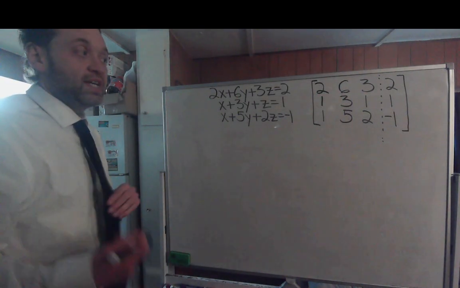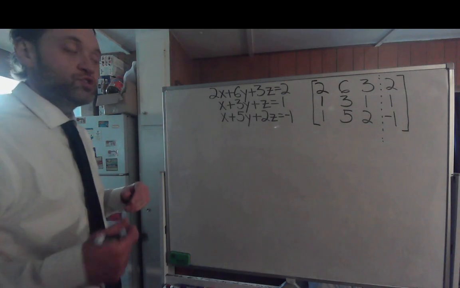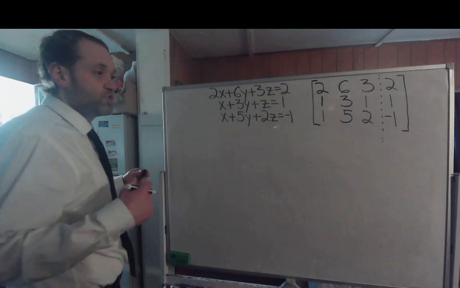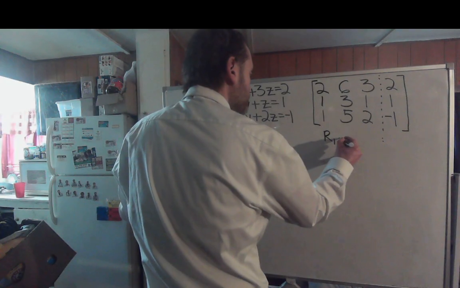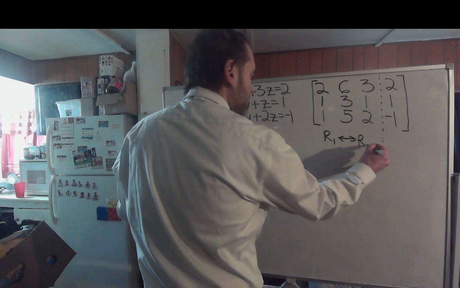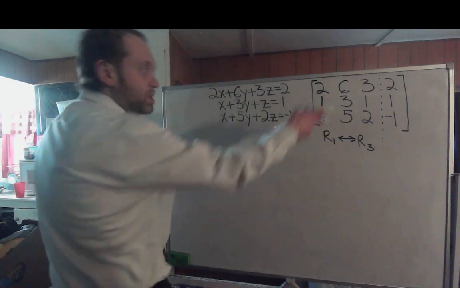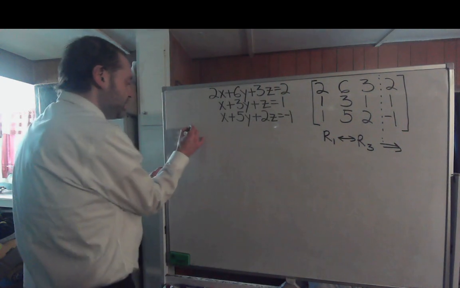Swapping rows is an elementary row operation. It literally does not change the result of the matrix, it just puts it in a different order, but you'll get the same result. So we're going to swap rows 1 and 3. To denote that, you just put a double arrow between the R1 and R3 to denote that we're swapping rows. So let's go ahead and do that here.